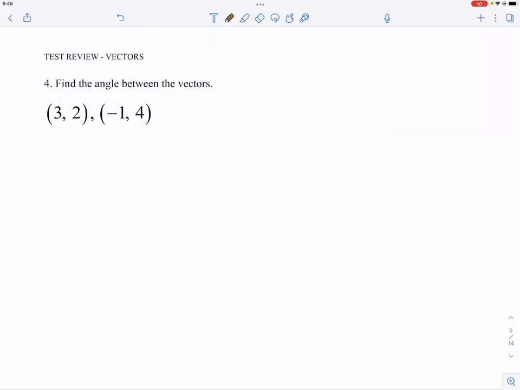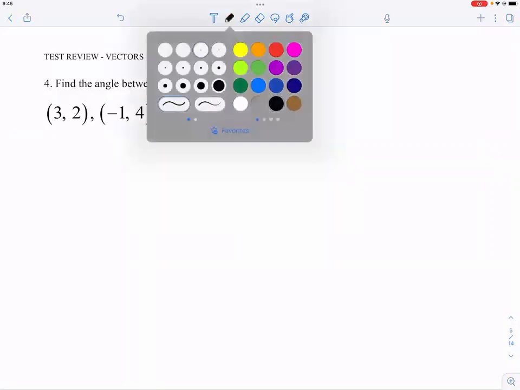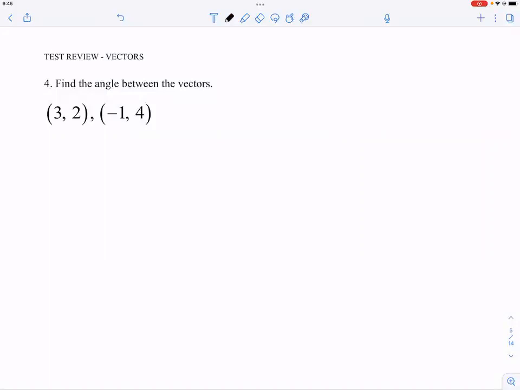All right, so next one, for question 4, you have to find the angle between the vectors. Now, I would love to draw out the vectors first. So (3, 2) would be something like this: 3 units to the right, 2 units up. And then (-1, 4) would be something like this.